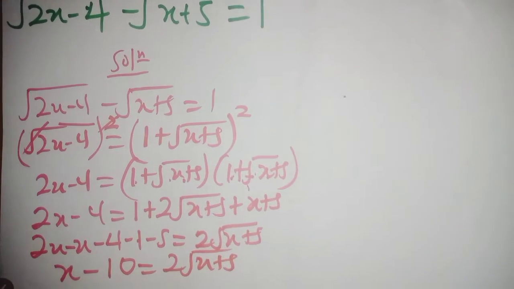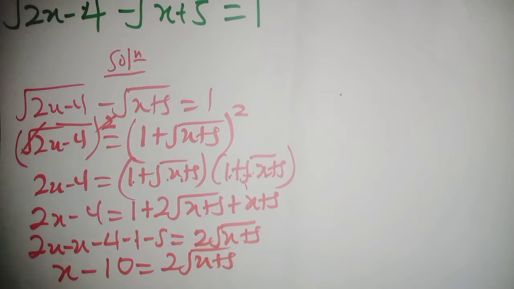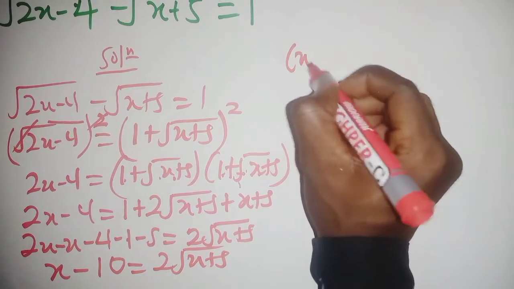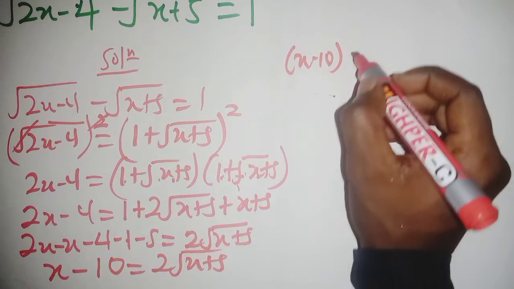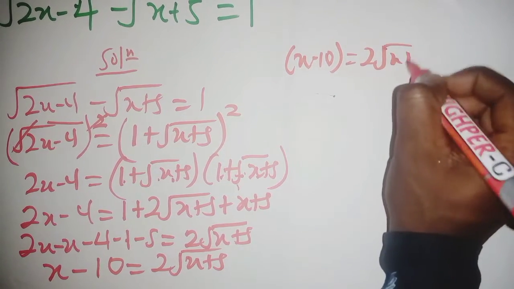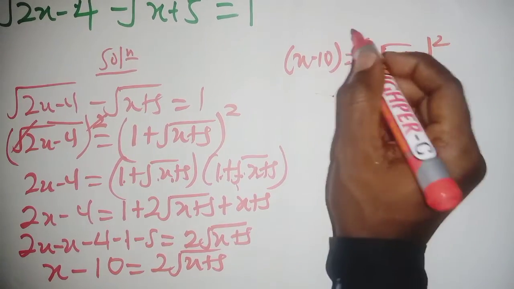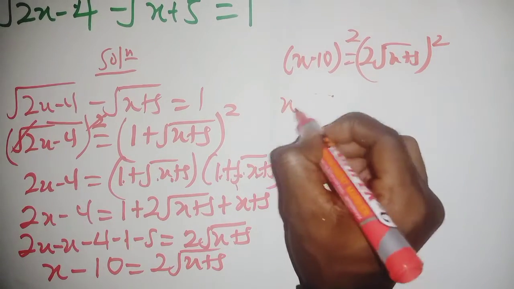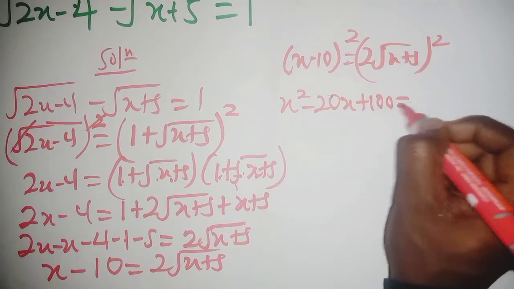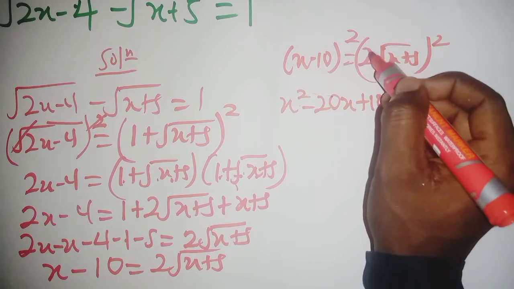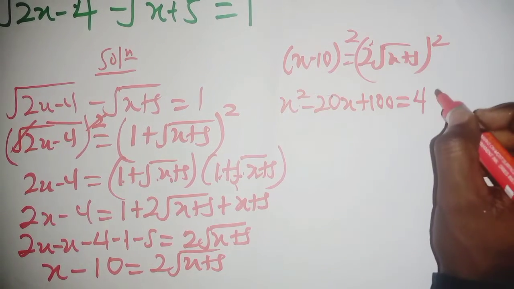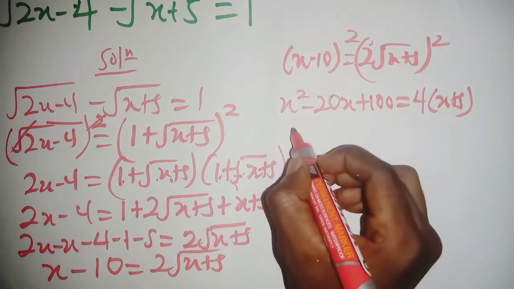Now what I can do next is to go ahead and square both sides. So I have x minus 10 here, being equal to 2 roots x plus 5. So I'll just square both sides. When I square both sides, I have x squared minus 20x here plus 100 in this case. So when I square this place, remember this goes to square, so it becomes 4, and then square root gets rid of that, so I'm left with x plus 5 in this case. So I have x squared.